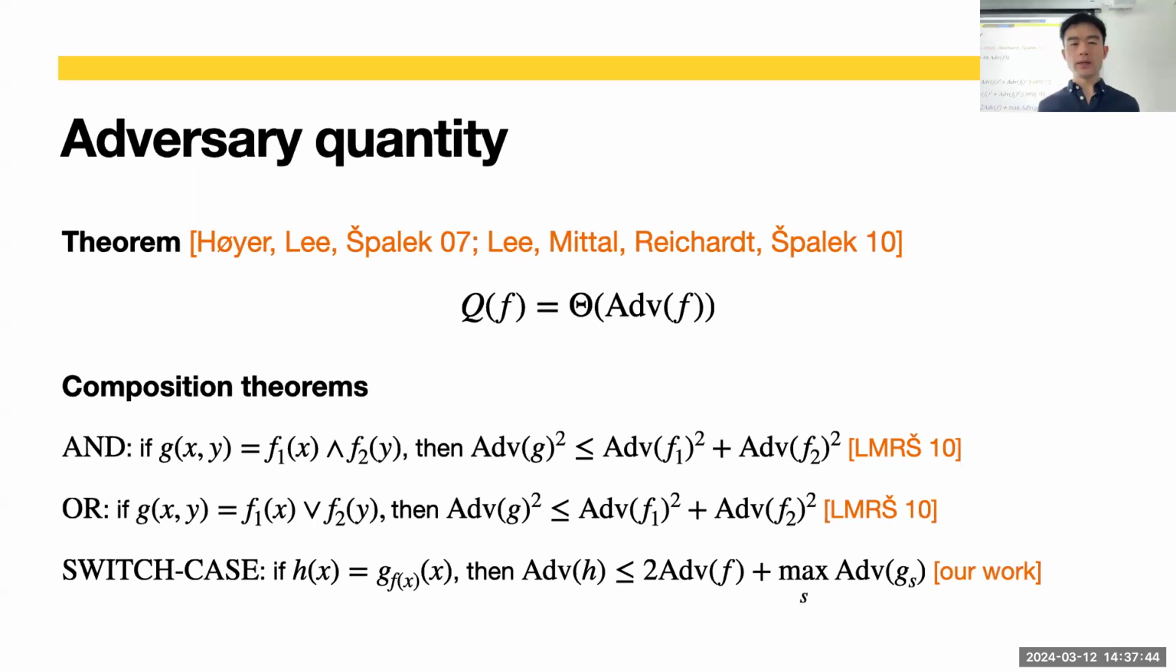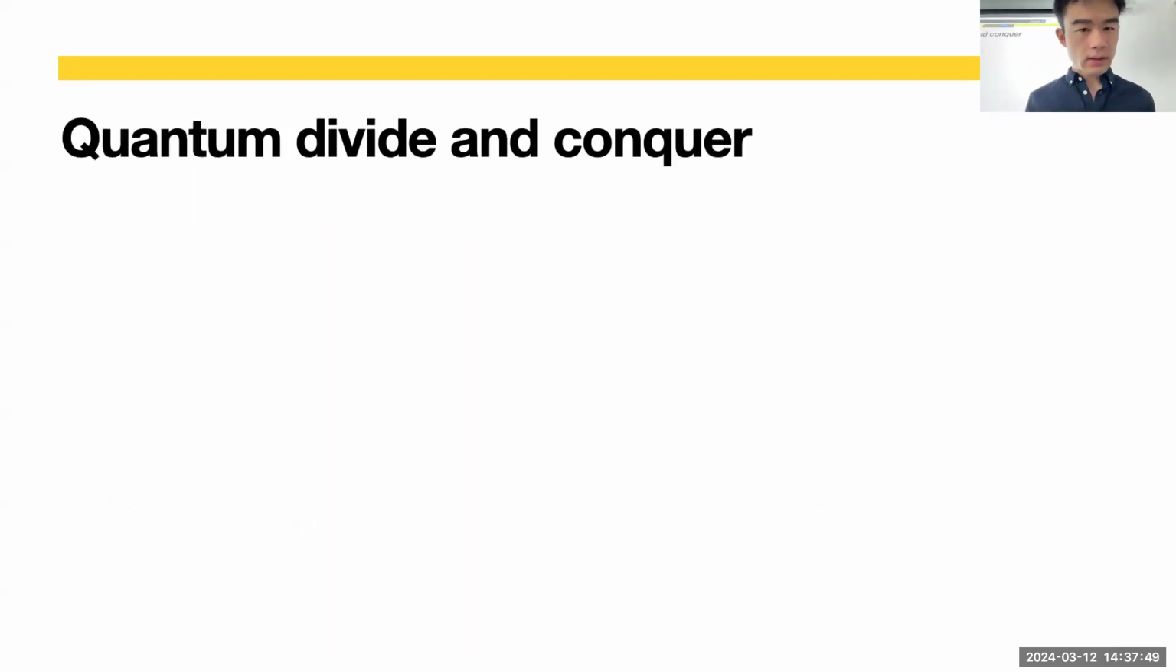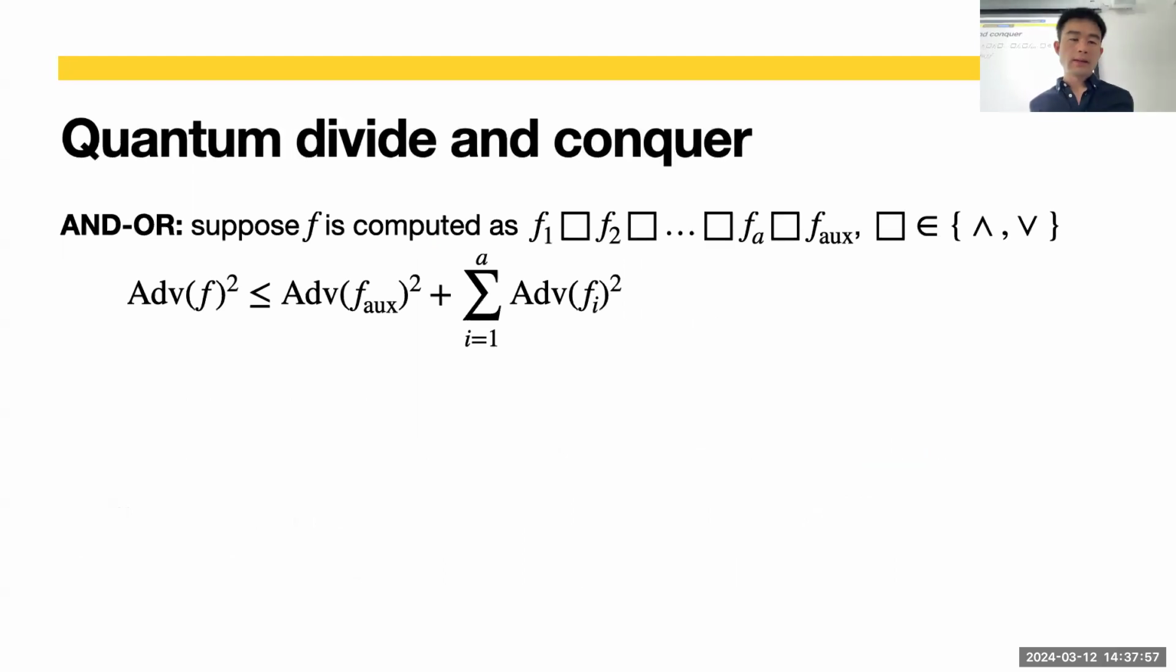Okay, so with these two theorems, we have two strategies for quantum divide and conquer. The first strategy is, suppose that f is computed as an AND/OR formula of f_i's and an auxiliary f_aux. Then if you just combine the composition theorems for AND and OR, you will see that the ADV of f squared is at most the ADV of f_aux squared plus the sum of the ADV of the f_i squared.